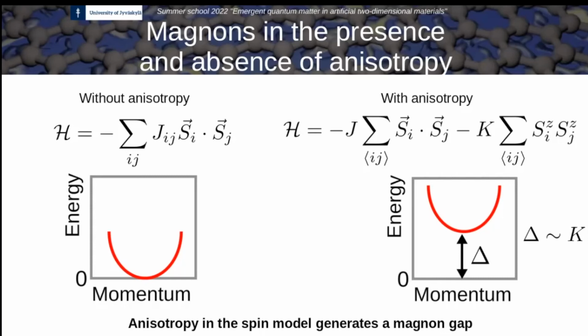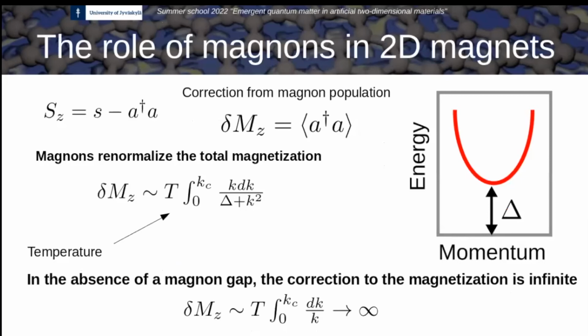For this Hamiltonian, you get magnons that have a gap in the dispersion, namely that the lowest energy magnon has a finite positive energy, namely that you need to pay some finite energy to create a magnon. All right, so now let's look at how our symmetry breaking changes according to this.